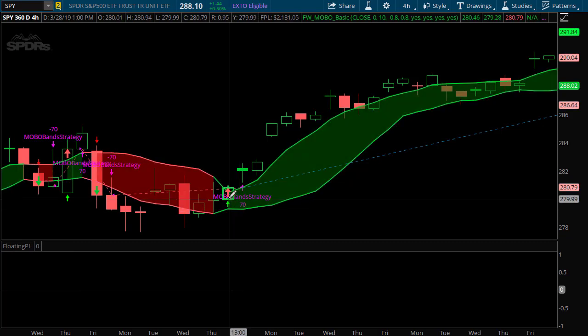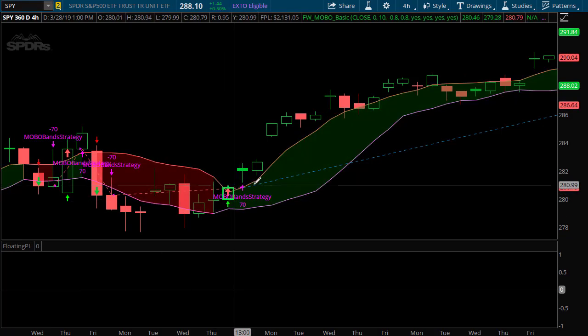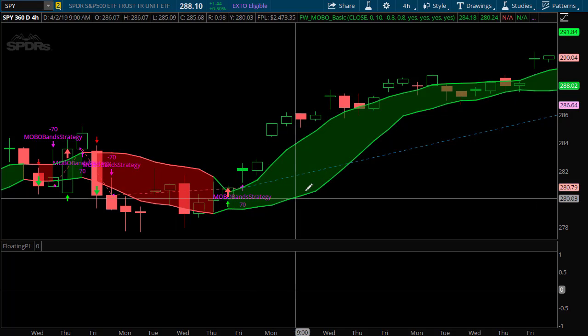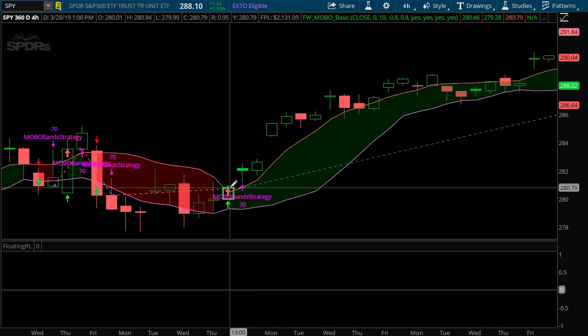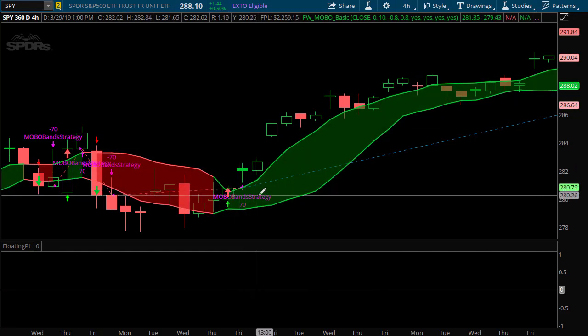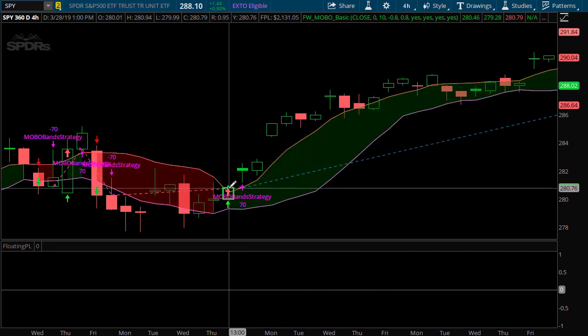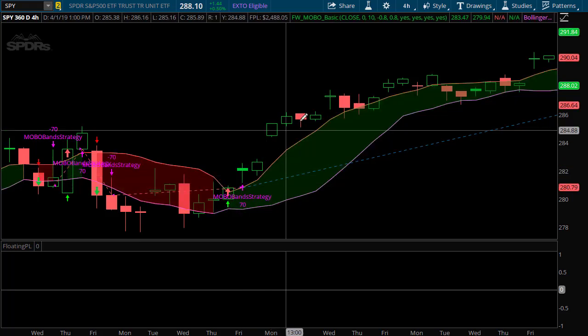When you get a close above the upper band, the zone in the band is going to turn green. That is a long signal. That means what this strategy is going to do is buy SPY when you close above the band. And what that's saying is that there's a momentum breakout to the upside and you want to go long. And you're going to stay in that trade.